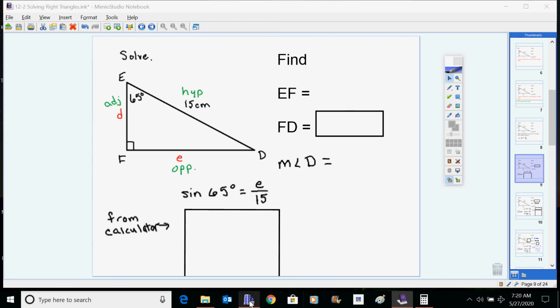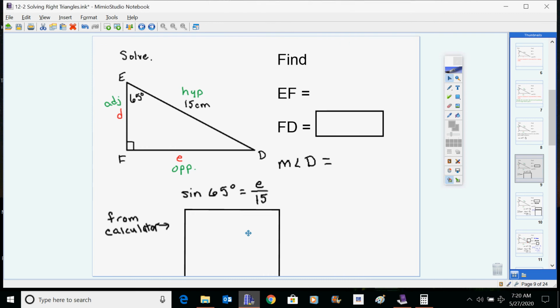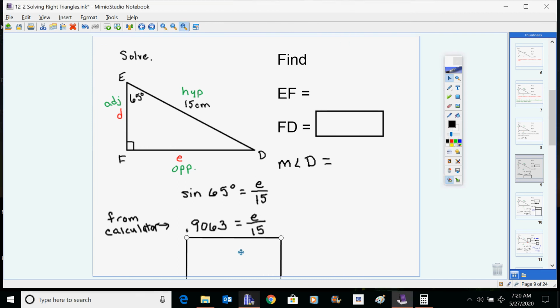When you put your number in, we can take the sine of 65. This is why we wanted to be able to find this by calculator. And we get 0.9063. I do want you to go ahead and do 4 decimal places. It's a good fine enough number to make the answers come out good, and then we're all dealing with the same answer when we do the work. So 0.9063. Then you're trying to get E by itself.